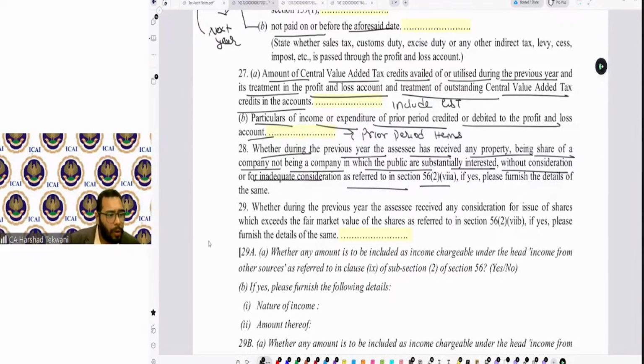Now, when we talk about 56(2)(viib), that is at clause number 29, it talks about whether during the previous year the assessee received any consideration for issue of shares which exceeds the fair market value of the shares. Okay, so both are different, and accordingly, the details are required to be reported in either 28 or 29.